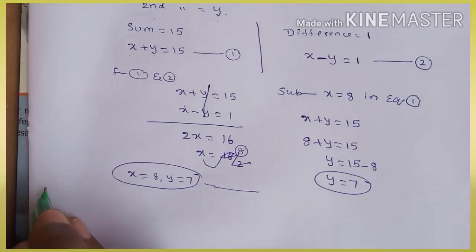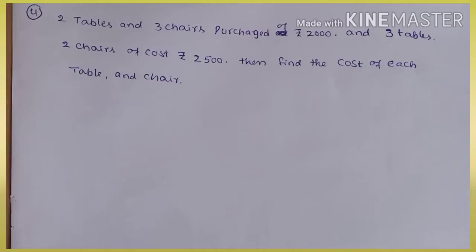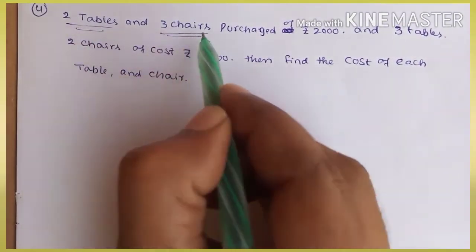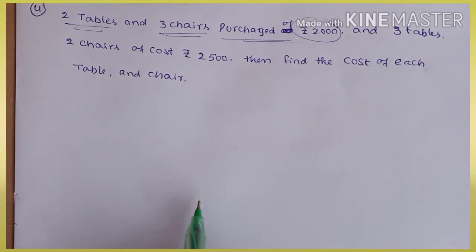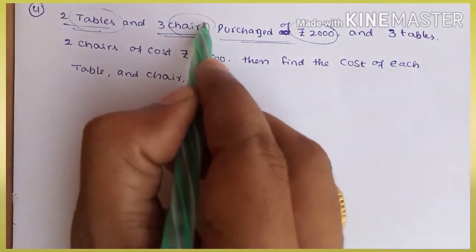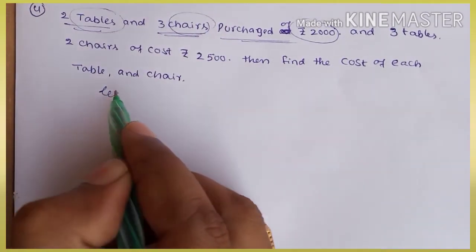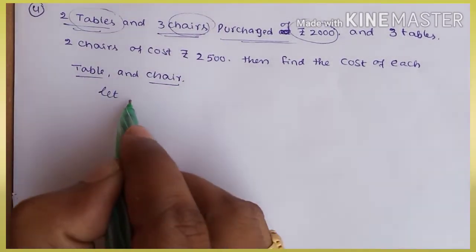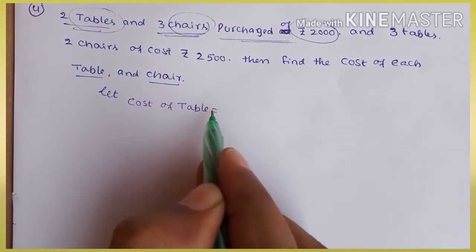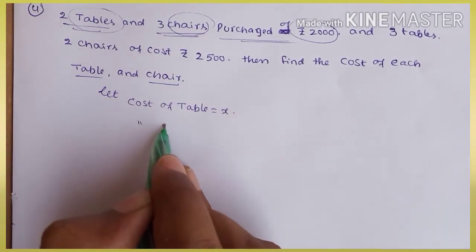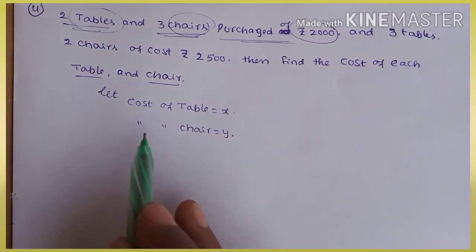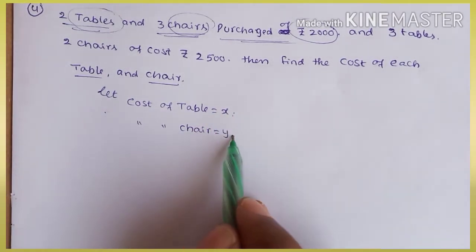Okay, let's go for the next problem, students. Now the next problem: 2 tables and 3 chairs are purchased for a total amount equal to 2000. Here 2 objects are there. One is a table, the second one is a chair. We don't know the individual costs, which we have to find out. So we can write: let the cost of the first object, the table, be equal to x. The cost of the second object, the chair, is equal to y. Cost of the table x, cost of the chair y.